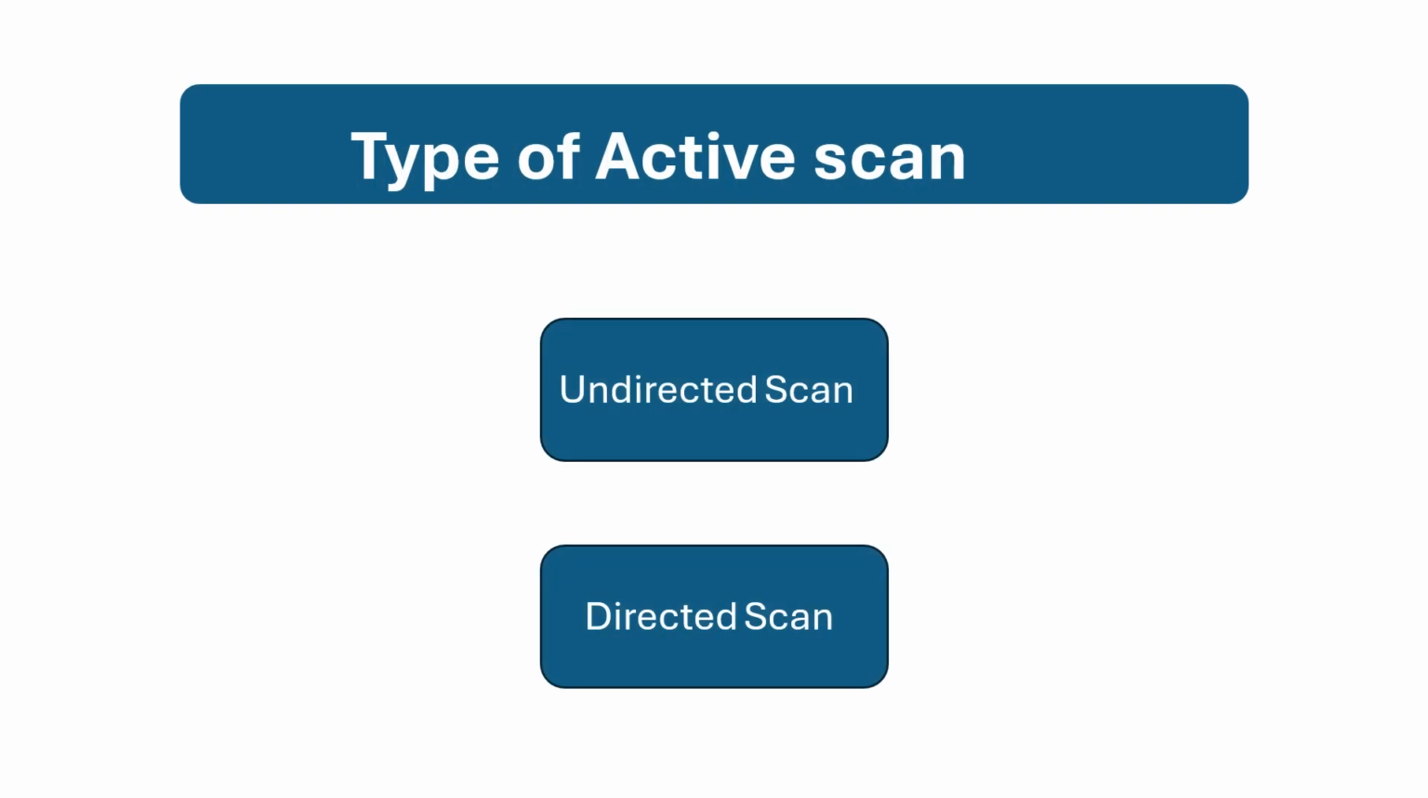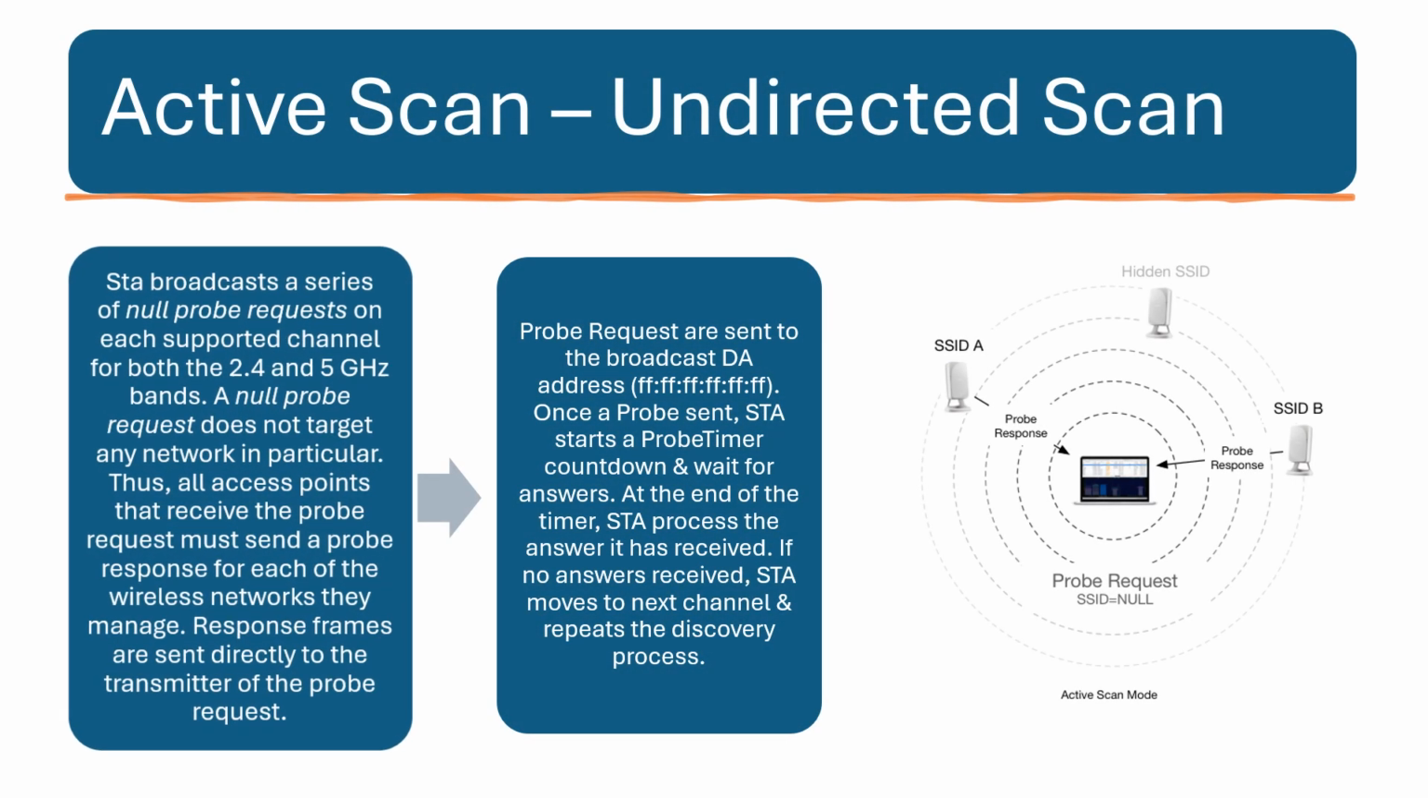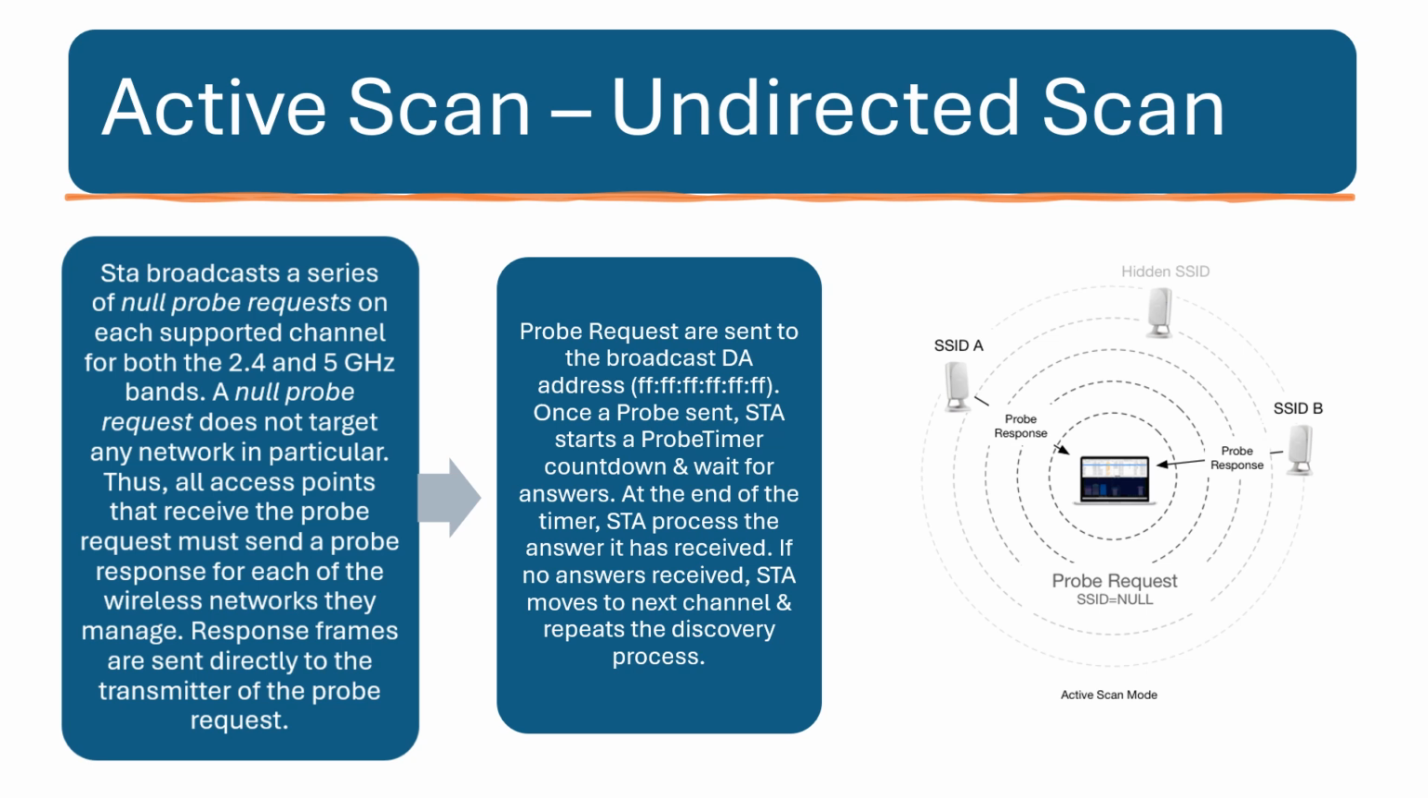In active scan, there are two types of scan: undirected scan and directed scan. In undirected scan, the station broadcasts a series of null probe requests on each supported channel for both the 2.4 and 5 GHz bands. A null probe request does not target any network in particular. Thus, all access points that receive the probe request must send a probe response for each of the wireless networks they manage.